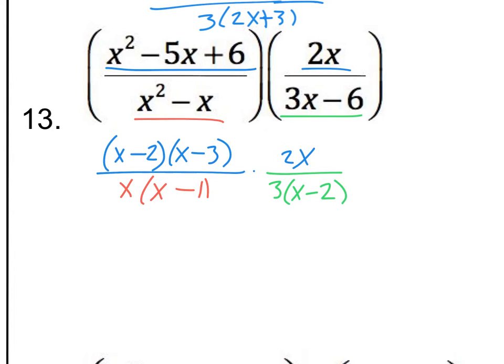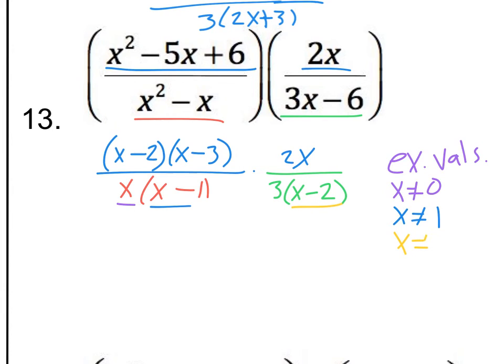Okay, excluded values next before I start canceling. And I've got x cannot equal 0. I'm going to have x cannot equal 1, and I'm going to have x cannot equal 2. I don't need to deal with 3 because that's a number, and 3 can never be 0, so there's no reason to include something regarding that.